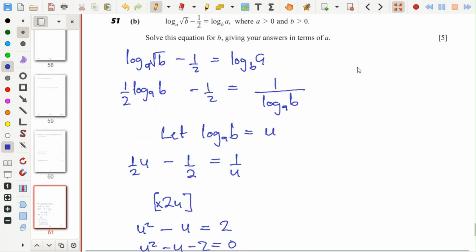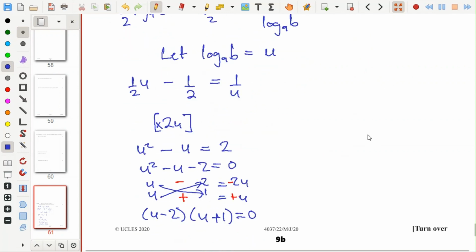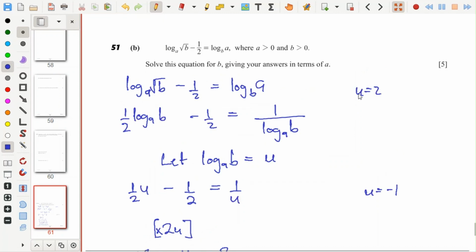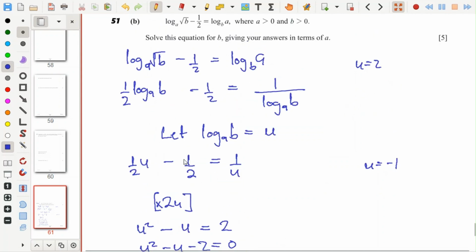So I'll get u to be 2 and u to be what? Negative 1. Okay, so when u is 2, let's see. When u is 2, you have log b to the base a is equal to 2. So they say you should solve this equation for B, giving your answer in terms of A. And now make B the subject of A.